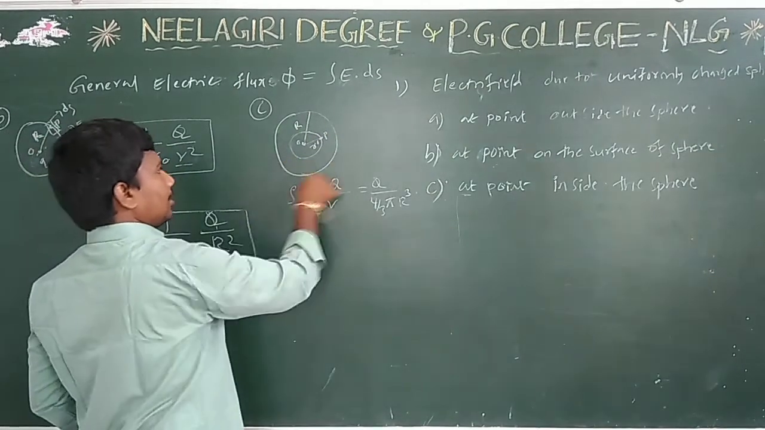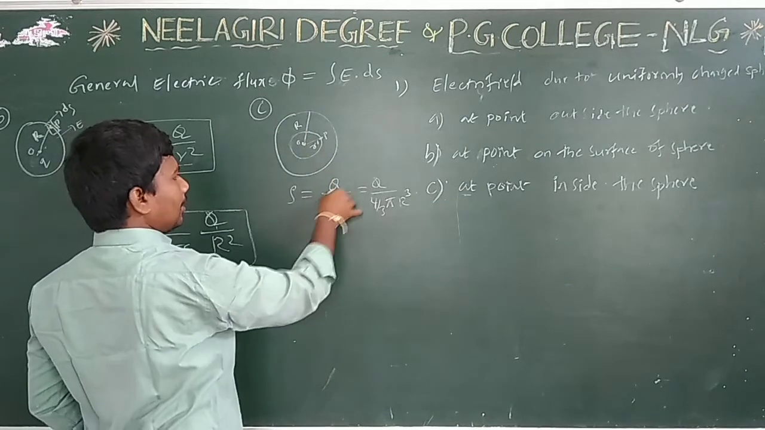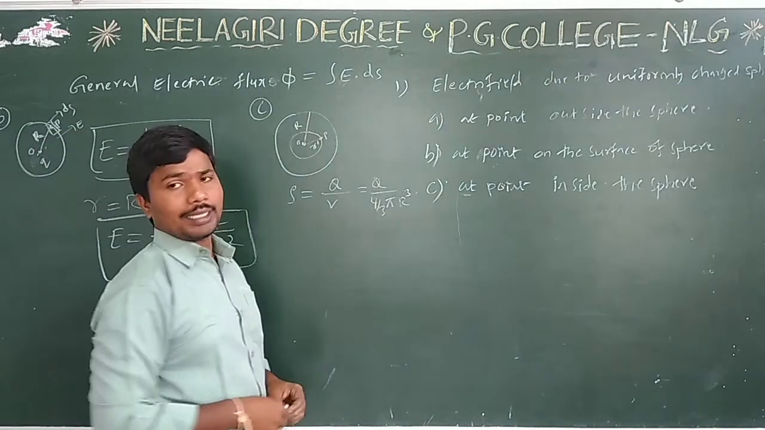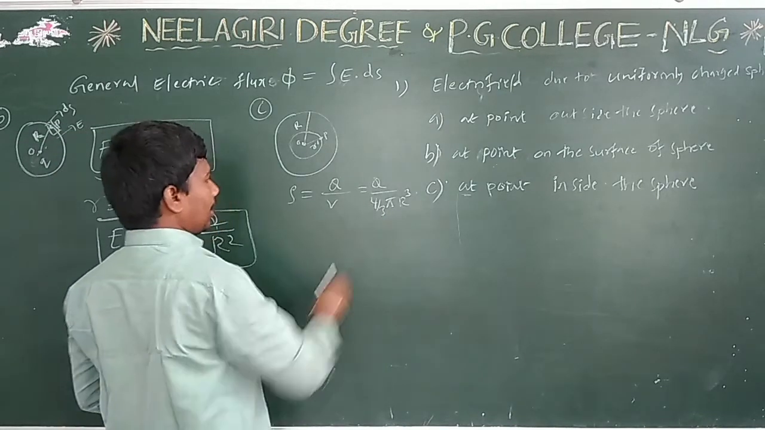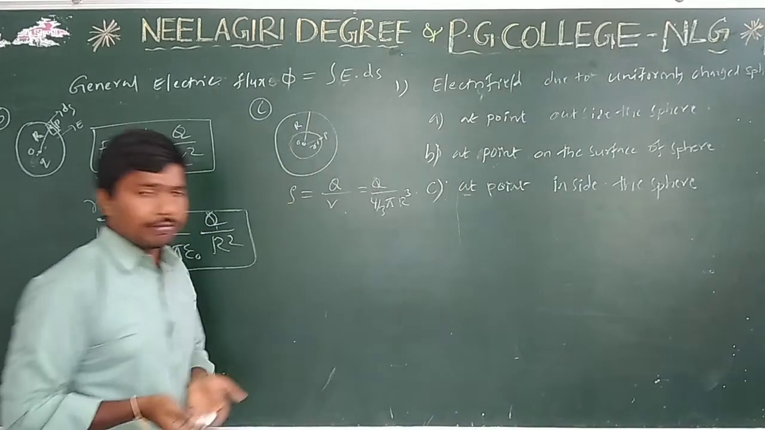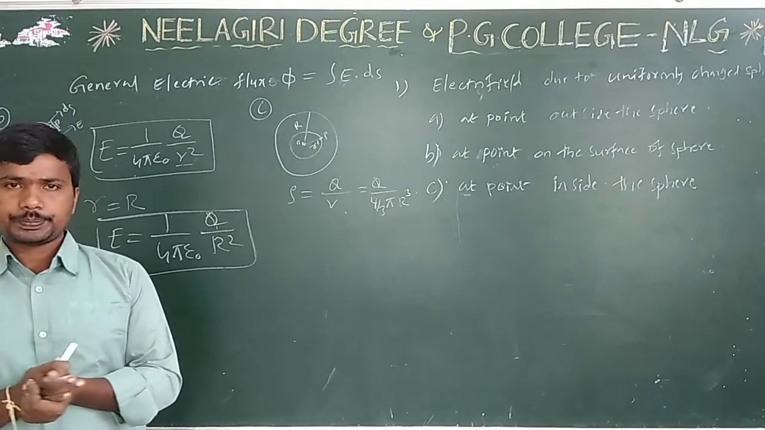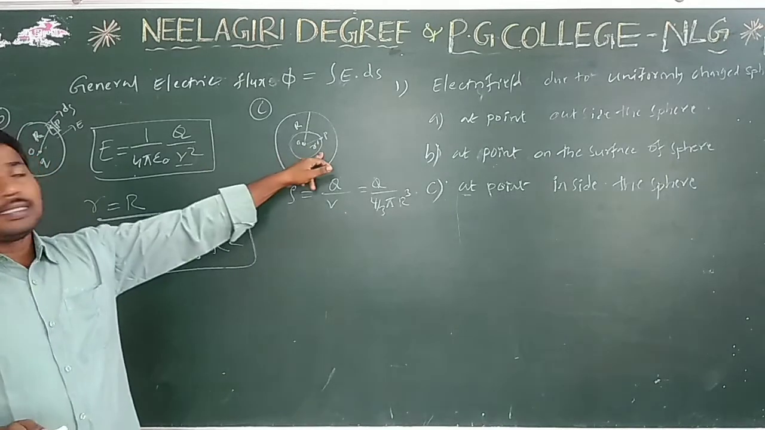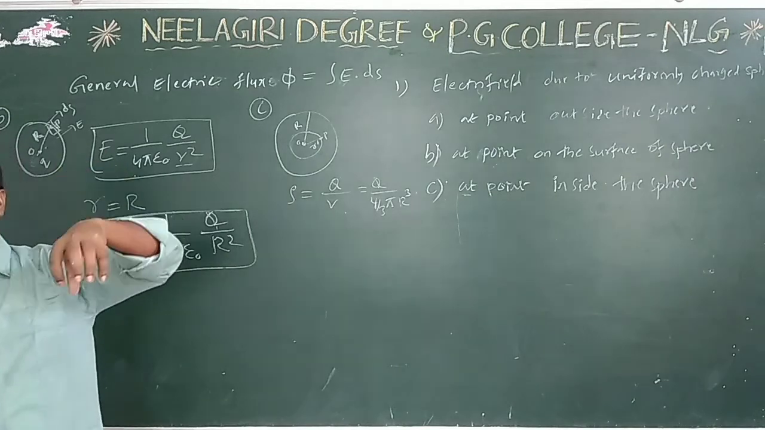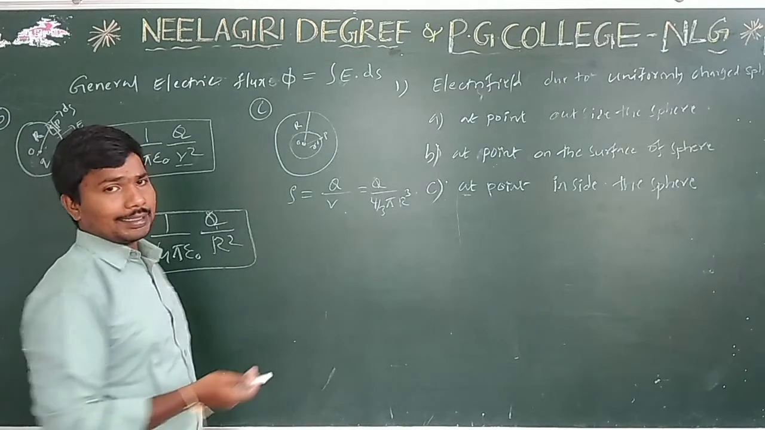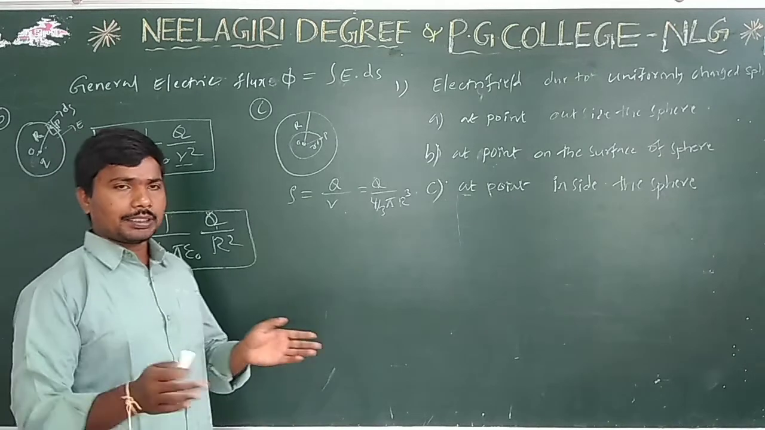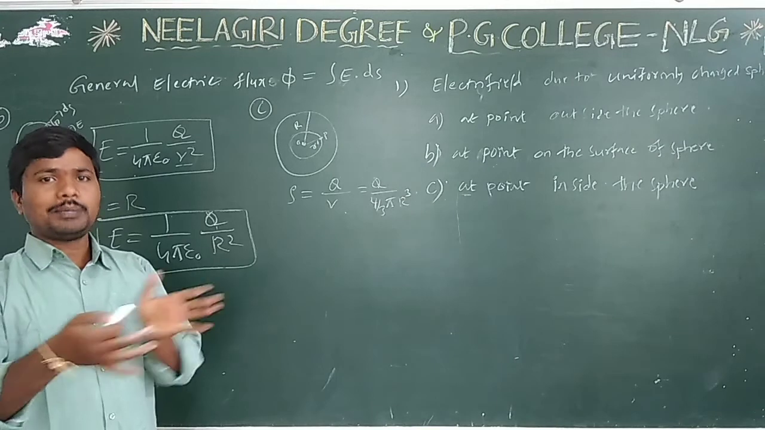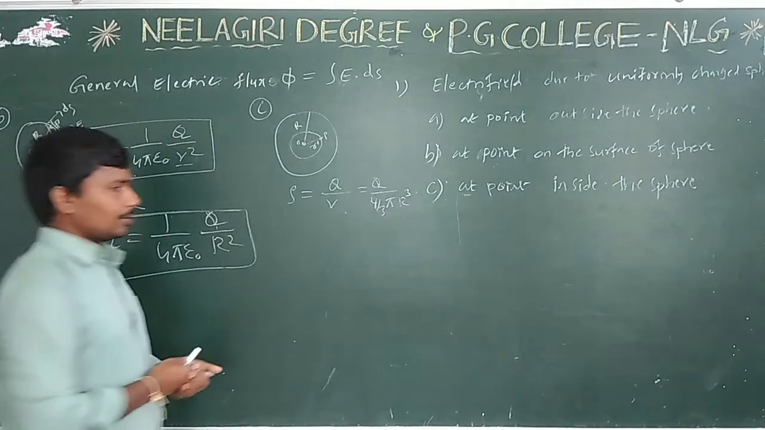So here the charge distribution is a volume charge distribution. What is the volume of the sphere? We know that the volume of a sphere is 4 by 3 pi r cube. Here we find the electric field due to the inside of the sphere. So first of all, we find the general electric flux. After that, we write the Gauss law for electric flux and equate them, and we get the answer. Okay, so see here.